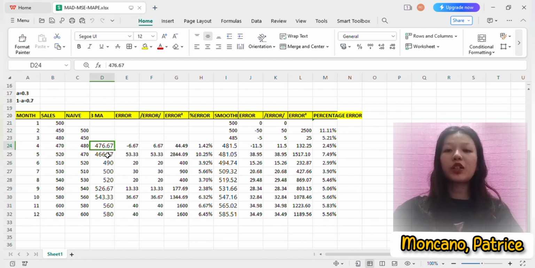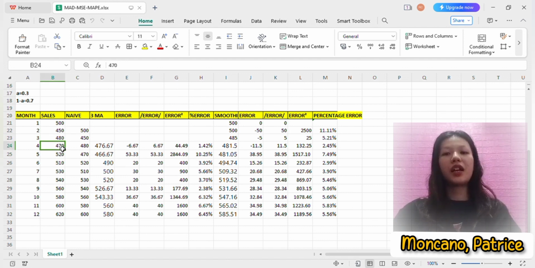Limitations of simple methods: while methods like naive forecasting and moving average are easy to implement, they may not always provide the best accuracy, especially in dynamic and volatile markets. In conclusion, effective demand forecasting is a cornerstone of successful operations management in manufacturing. The use of advanced methods like exponential smoothing can significantly enhance forecast accuracy, thereby supporting better decision making and operational efficiency.